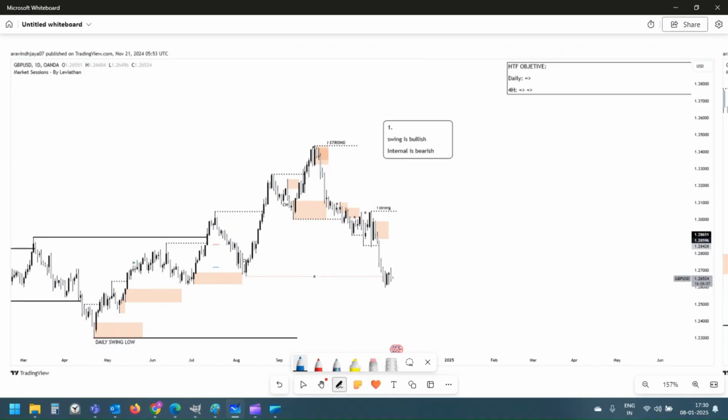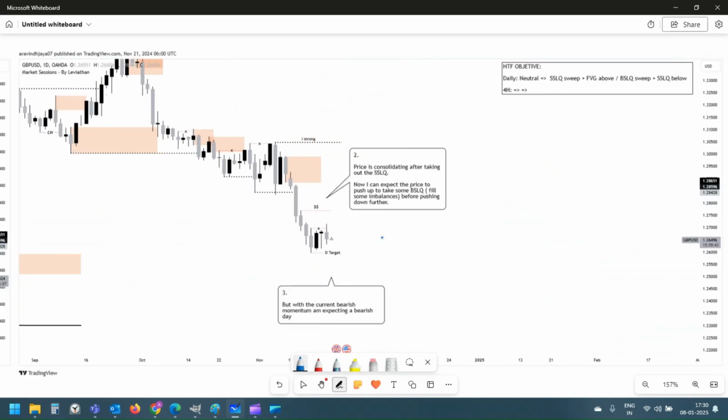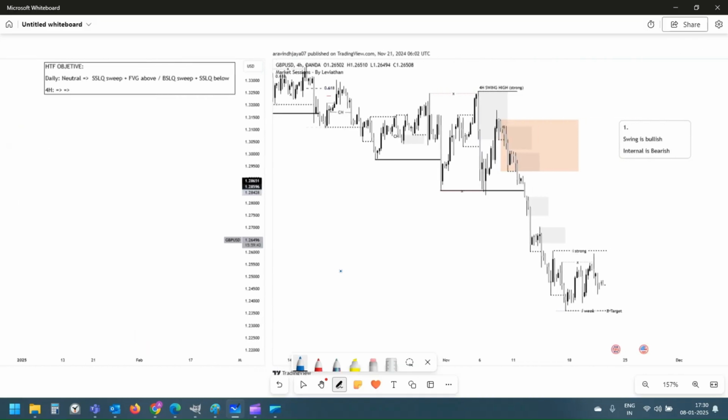So this is GU, and the GU is bullish from the swing perspective, and it is bearish from the internal perspective. If I zoom into the current price action, that is the internal structure. Price took the buy side liquidity, and price will obviously go to the sell side liquidity, which is a daily target. And there is also this demand which I'm expecting the price to mitigate. So double the confidence for taking shots.